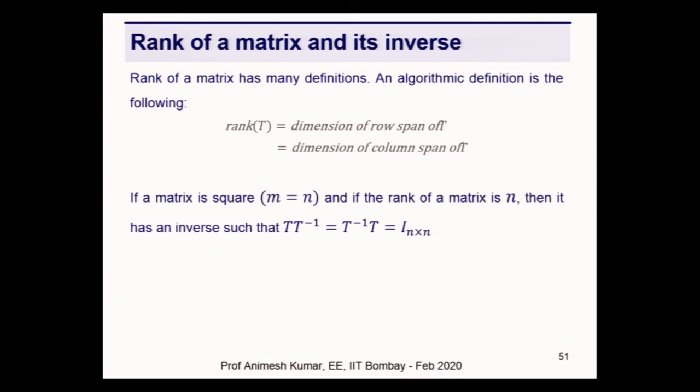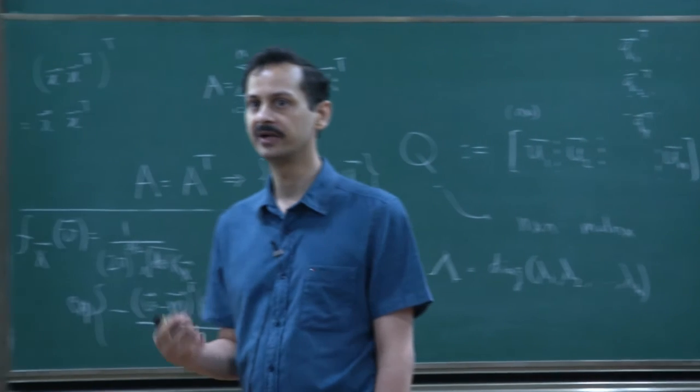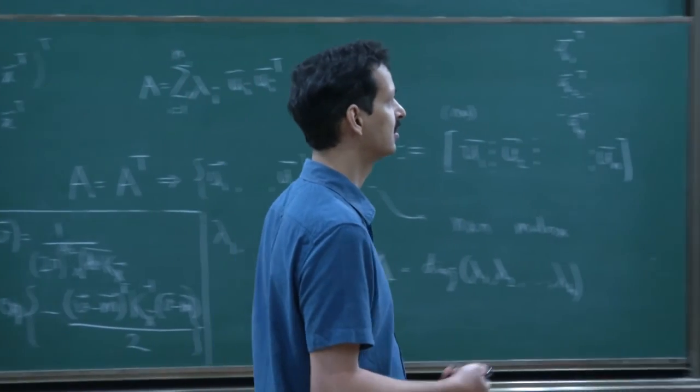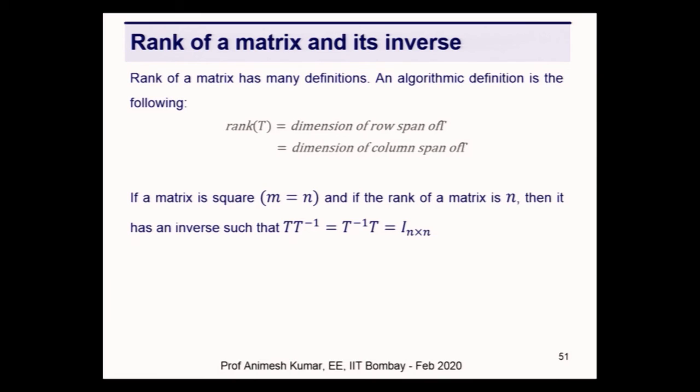There's this notion of a rank of a matrix. The rank of any matrix T is basically the dimension of the row span of T, which is the same as the dimension of the column span of T. What is column span? You take all the column vectors, look at their linear span, look at its dimension, and that will be the column span.